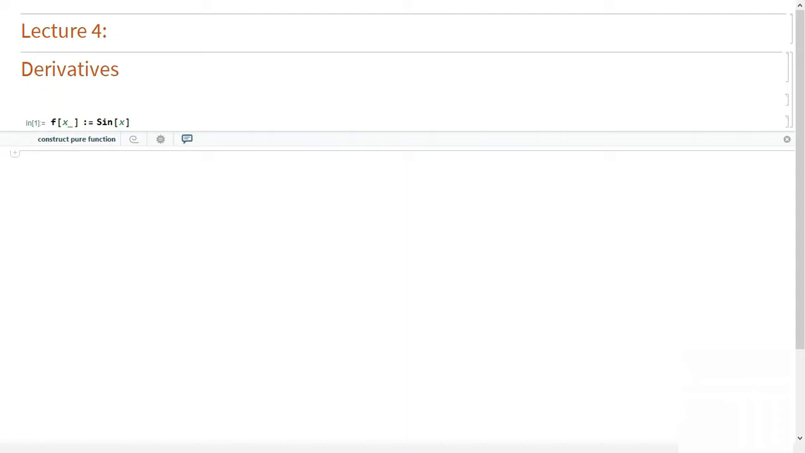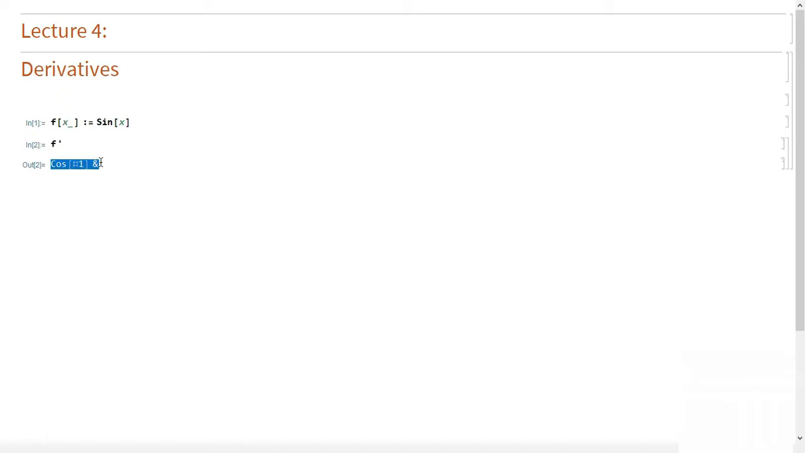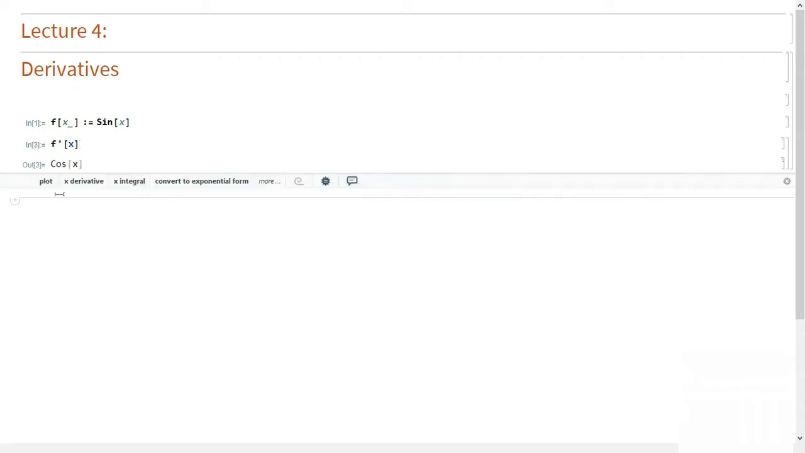The first one is that we can simply type f, give it a prime, and let's try to run this code. As you can see, it is giving us some result, but somewhat ambiguous. So let's do this, f prime of x, right? And as you can see, we get the derivative as cosine x.